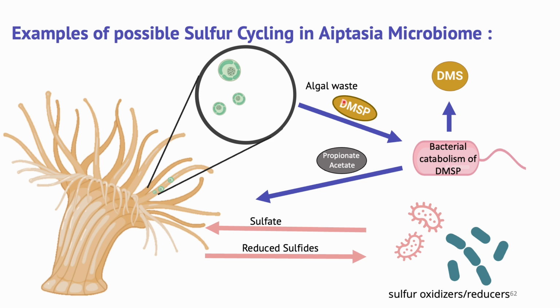But this DMSP can also be used by bacteria, which can catabolize this and turn it into DMS. And one of the byproducts when they catabolize DMSP into DMS is propanoic acetate, which can be used in glycolysis by the host or by other bacteria.